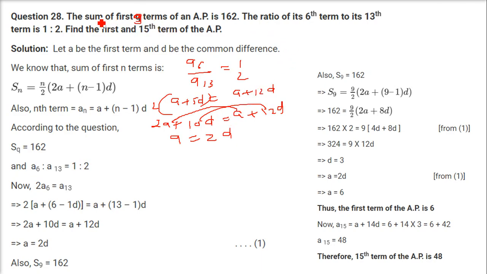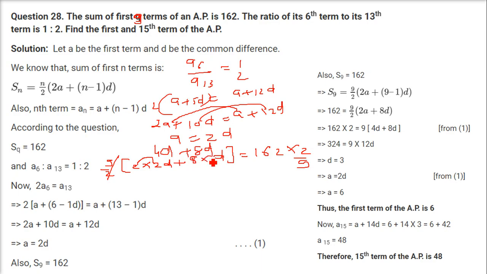Now we'll use this expression. Sum of first 9 terms is 162. So first 9 terms is n by 2, that is 9 by 2, 2A. Now in place of 2A we can write 2D, plus n minus 1, that is 9 minus 1 is 8, into D equal to 162. It is given. So this is 2 by 9, this is 2 into 4, 4D, and this is 8D. So we get 12D here, right?